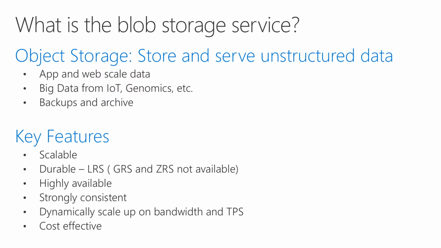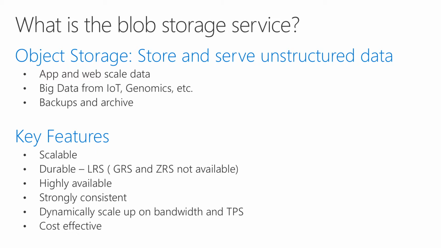Next storage service, blobs, binary large object. So first of all, what is a blob storage service? It's an object storage that allows you to store and serve unstructured data. What does unstructured data mean? So we have web and application data. We have, for example, big data from IoT. We have backups and archives. All of these things are considered as unstructured data, in most cases binary data. But other things are also possible, for example human readable data like log files and text files and all these things.